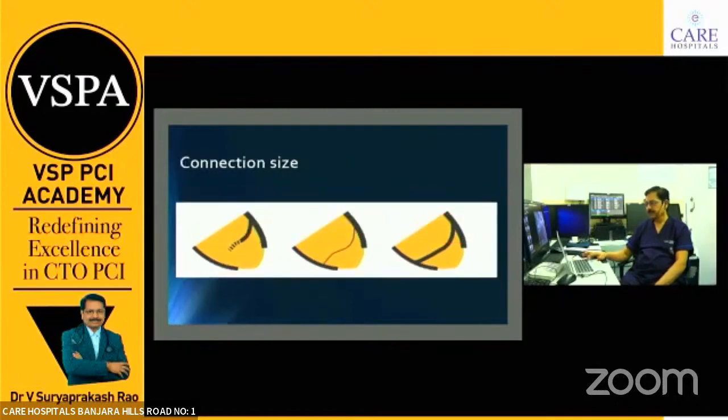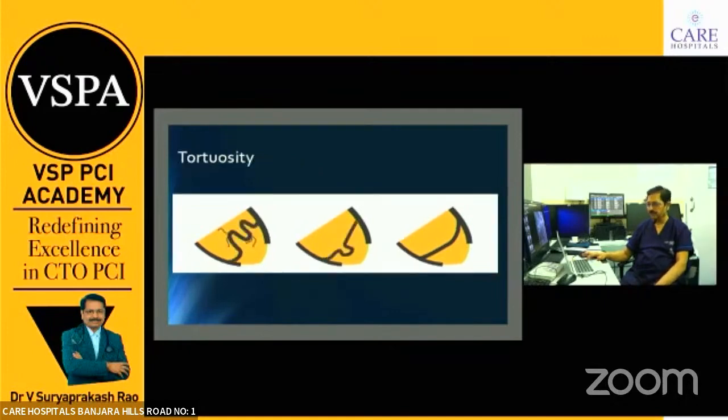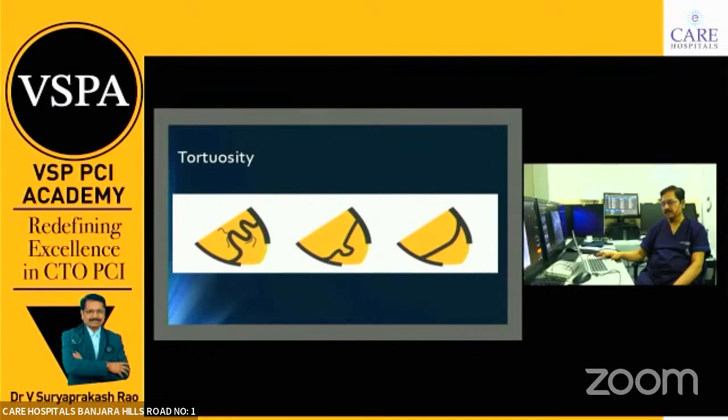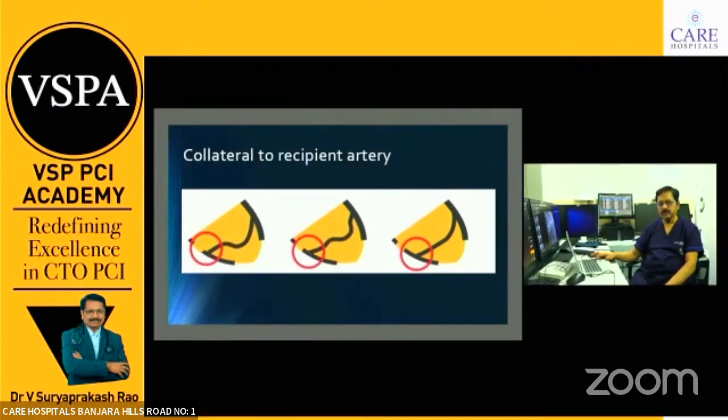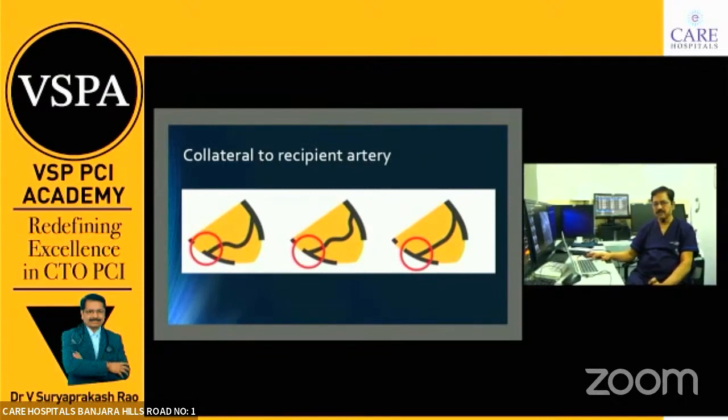Then the size of the connection, I told you also, people may not give it importance, but a good size is always more comfortable for you. Tortuosity, explain the score, tortuous collaterals. You have to see in multiple views. In one view you see a straight collateral, but in another it is tortuous, and it can perforate if you pass the wire without observing. So I told you already, from the collateral to the recipient artery, the distance is very crucial.